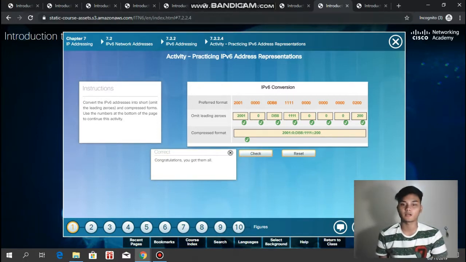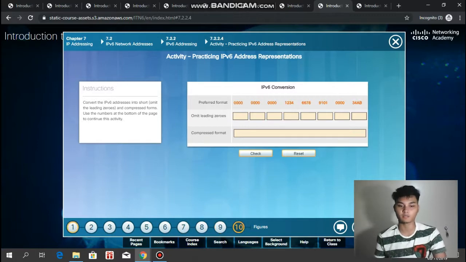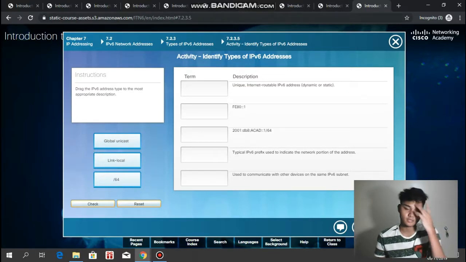So here's the example of practicing IPv6 address representation. It's too long to answer figures 7, 8, 9, 10, so they are all the same as figure 1. So let's proceed to the last activity.